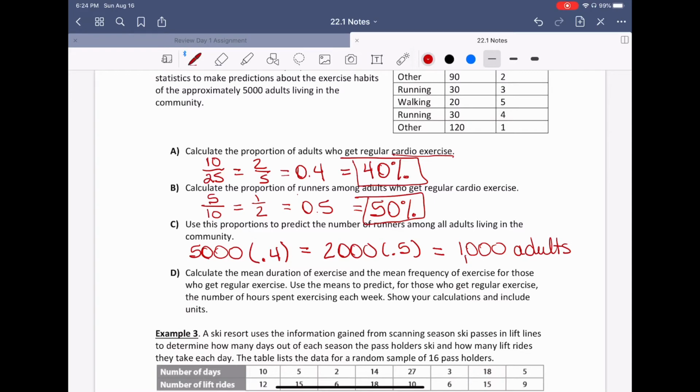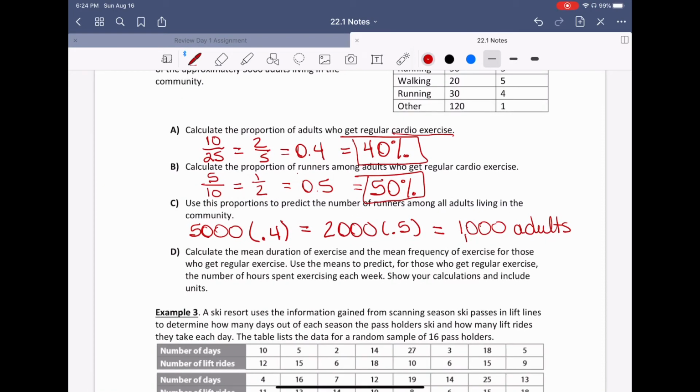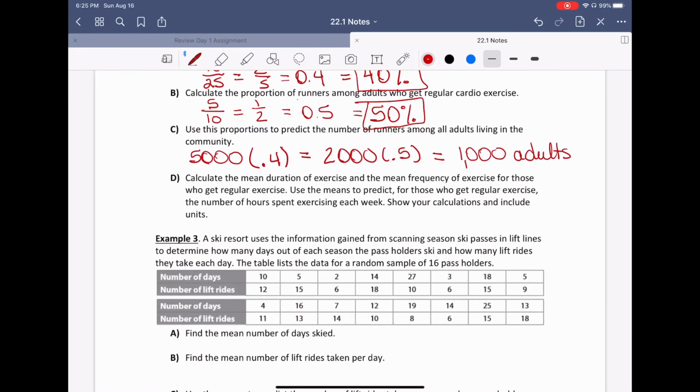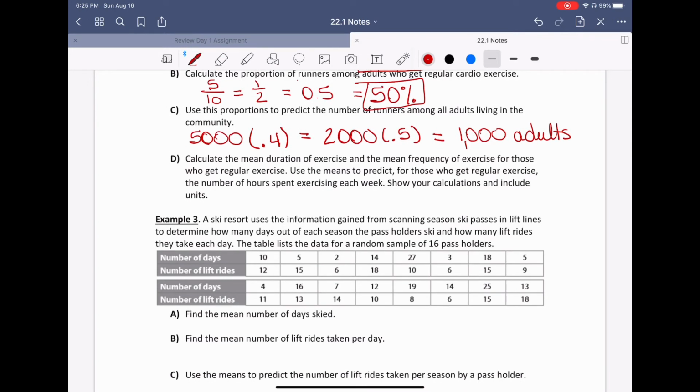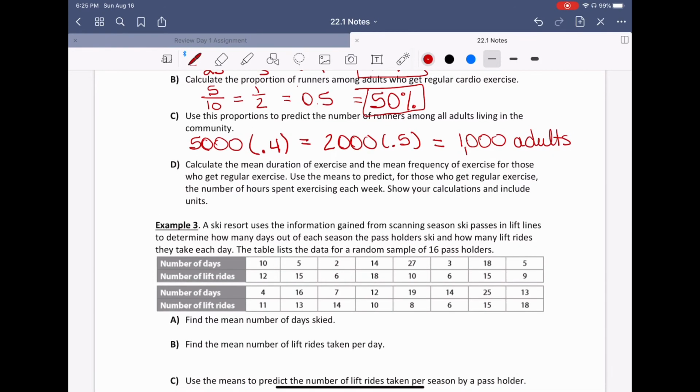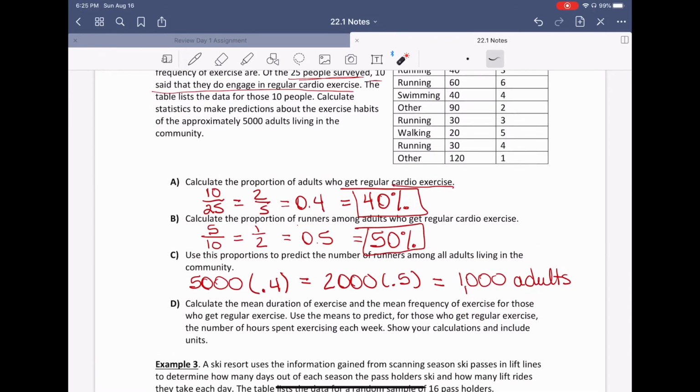Okay. And finally, for example D, calculate the mean duration of exercise and the mean frequency of exercise for those who get regular exercise. Use the means to predict for those who get regular exercise the number of hours spent exercising each week. All right, so we're going to look at these calculations. And we're going to determine first of all the mean duration of exercise for those who do get regular exercise. Okay, so what does that mean?